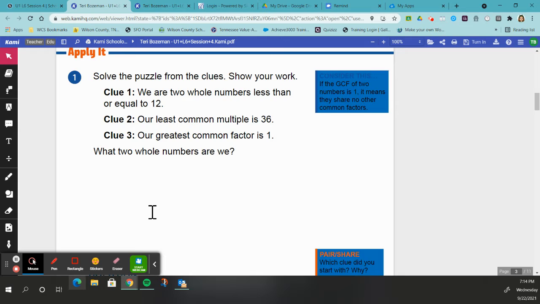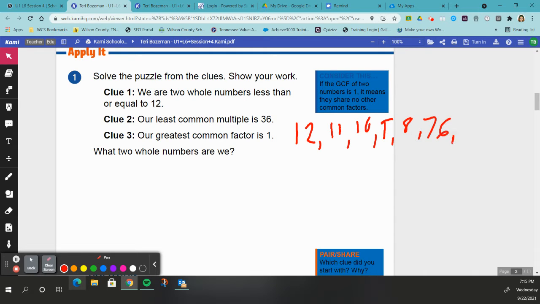With this problem, when we're looking at our clues, it says we are two whole numbers less than or equal to 12. So if we have our whole numbers that are 12 or less, we have 12, 11, 10, 9, 8, 7, 6, 5, 4, 3, 2, and 1. So it could be any of those numbers.